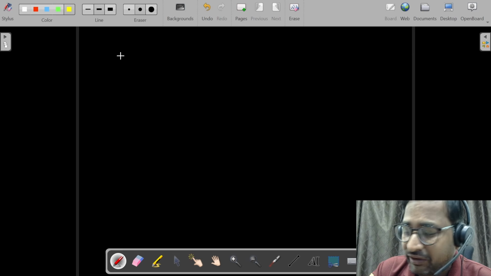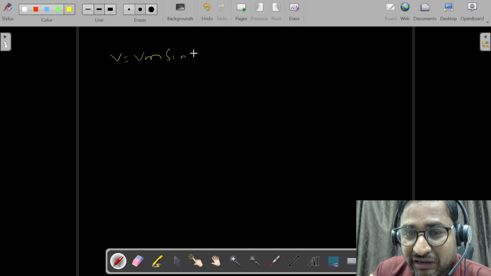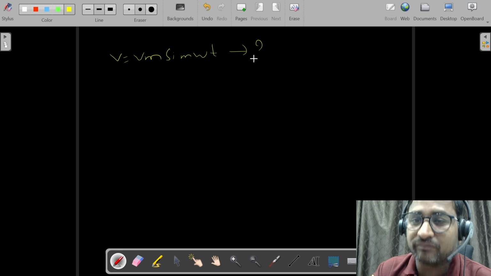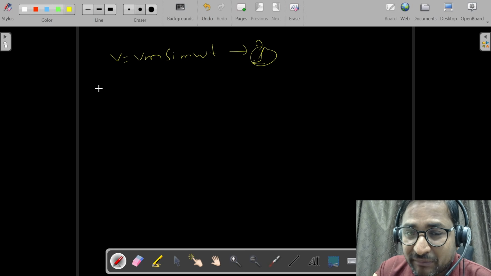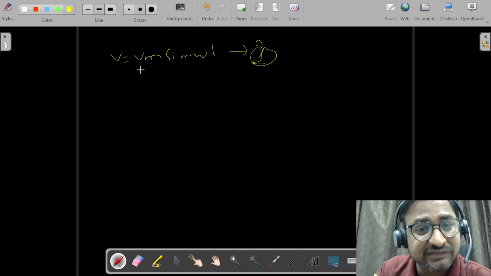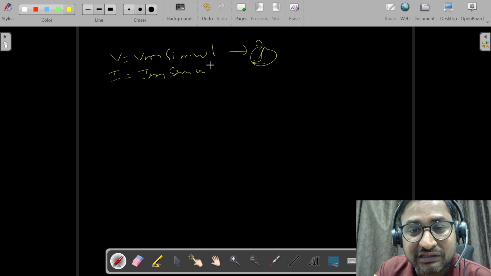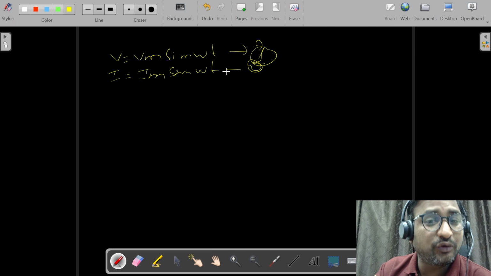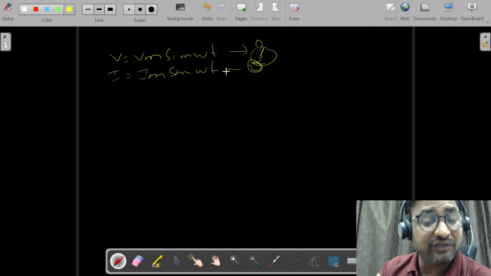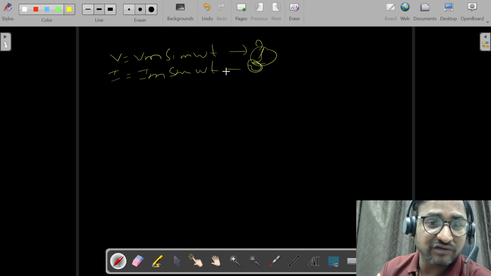When there are no harmonics, V is equal to Vm sin omega t is the waveform. But when harmonics enter the system, V is equal to Vm sin omega t, which is the ideal sinusoid, for which the current produced is Im sin omega t. When harmonics are created in the system, for example due to a non-linear load, or if an electrical machine is operated in the non-linear region, there is a chance of production of harmonics.